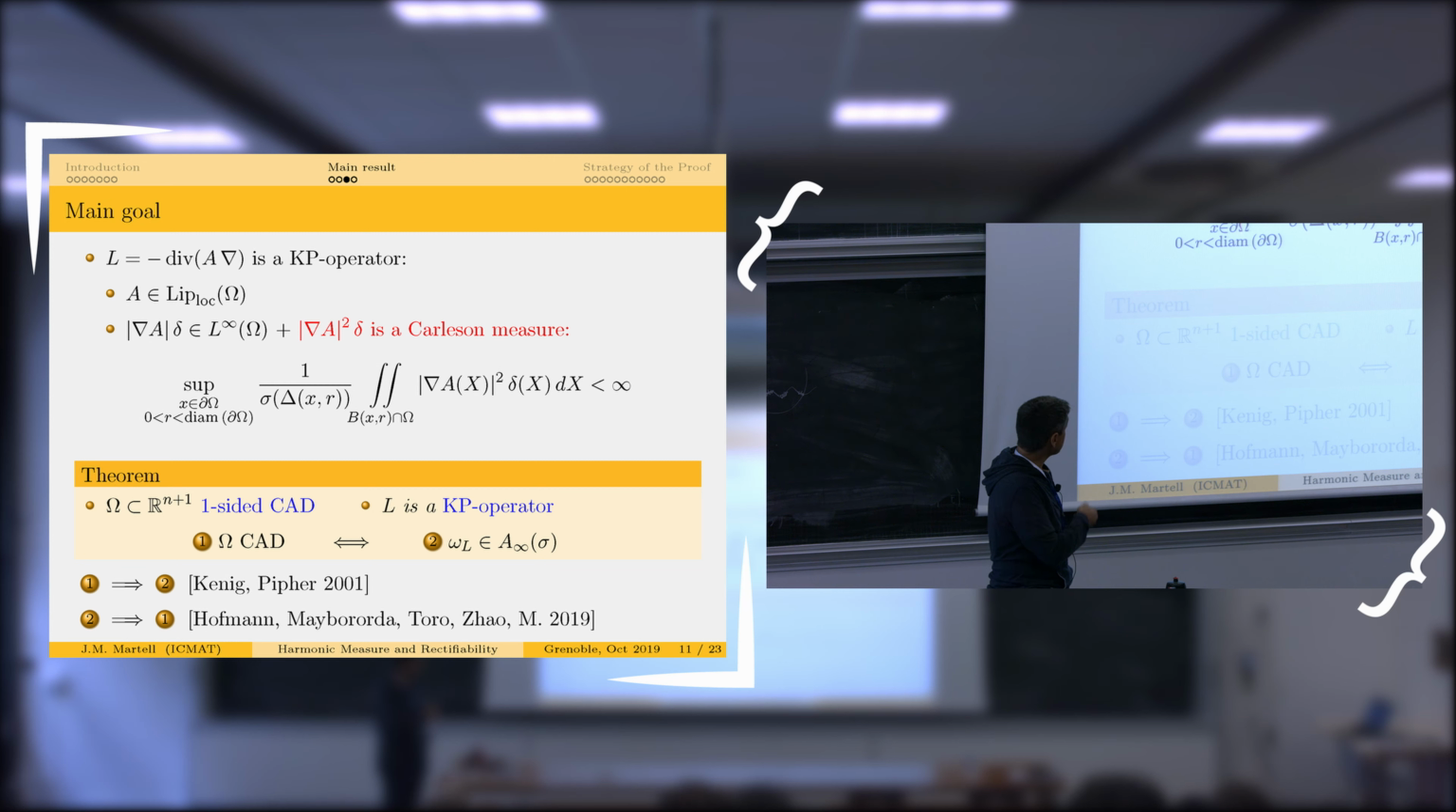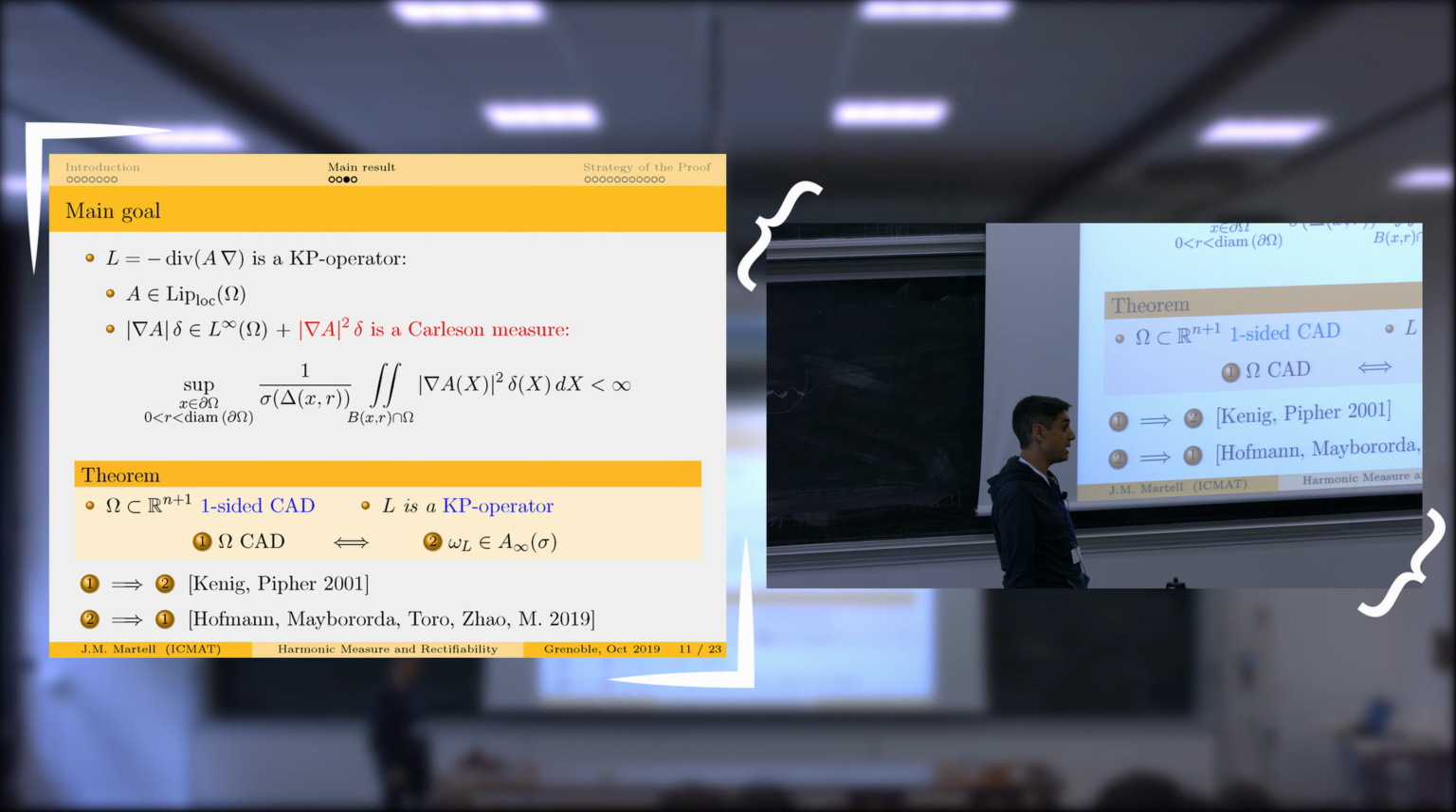So this is the Kenig-Pipher condition, and this is the result that I want to prove in these 3 days. Given a one-sided Corkscrew domain, if L is one of these Kenig-Pipher operators, the domain is Corkscrew if and only if the harmonic measure is in A infinity. So 1 implies 2 is already the Kenig-Pipher result, and the question is 2 implies 1, which is joint work with Steve Hofmann, Svetlana Mayboroda, Tatiana Toro, and Zhao.